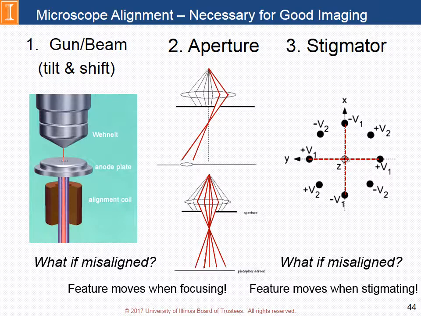What if the stigmator is misaligned? We will also see feature moving, but this time it is when we are correcting astigmatism.